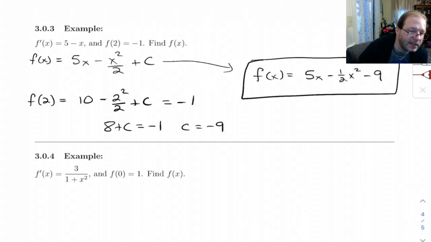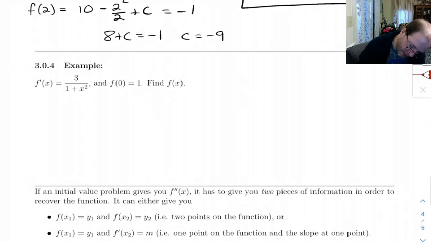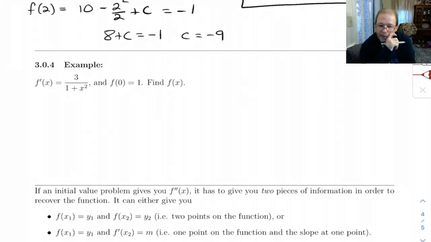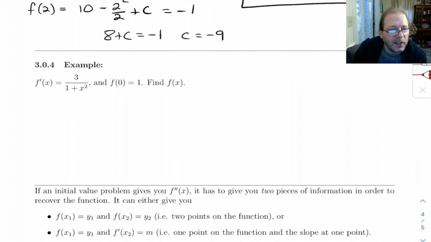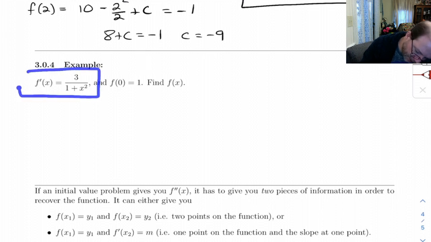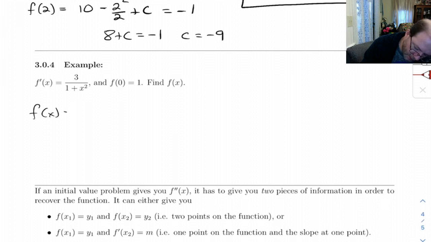All right, let's do this last. Is this the last example? It's the last one for this section. Let's do it, and then we'll cut the video and pick up on the next one. But let's see. F prime of x is equal to 3 over 1 plus x squared, and f of 0 is 1. All right, so you just have to look at this and recognize that this gives us f of x is 3 times arctan, or inverse tan, of x.